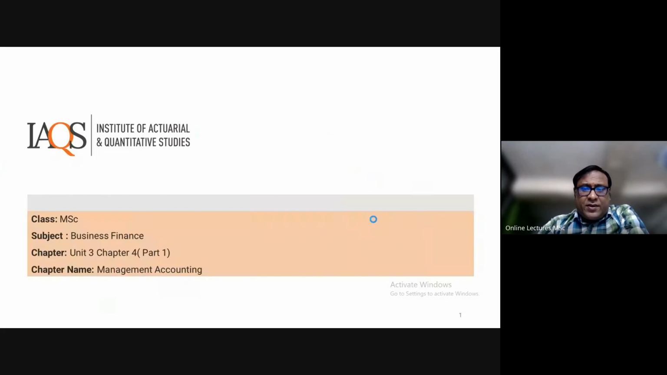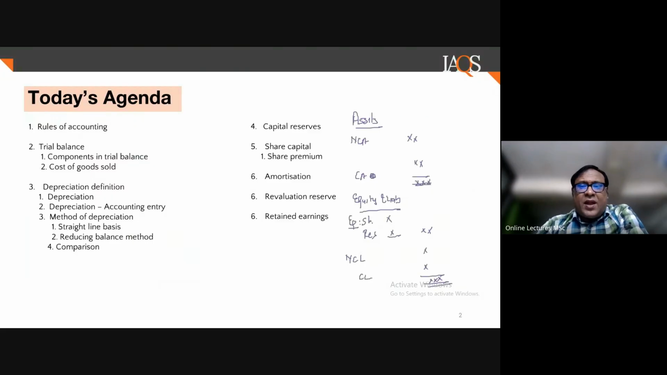Then we also did the balance sheet yesterday. Assets: non-current and current. The non-current includes property, plant, equipment, land, building, intangible, tangible, all of them. Current: inventory, receivables, cash, and so on. Equity and liabilities: equity, share capital, reserves, non-current liability, current liability. The balance sheet closes. Tom, we are good?